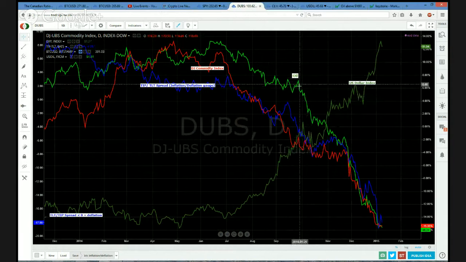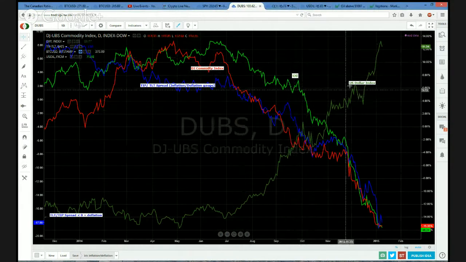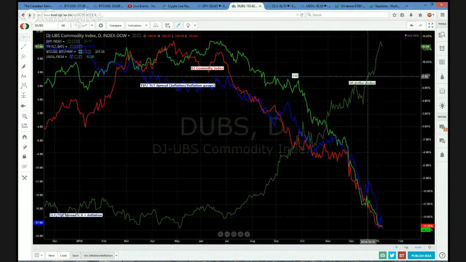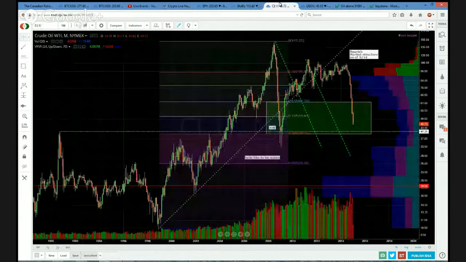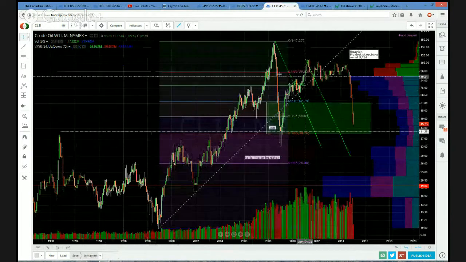That is clearly not the case right now. Money is flying into fear assets and out of greed assets. All right, so here's sort of our longer term backdrop.